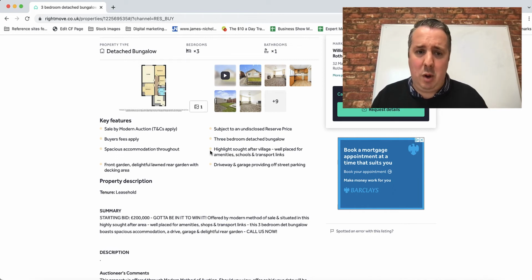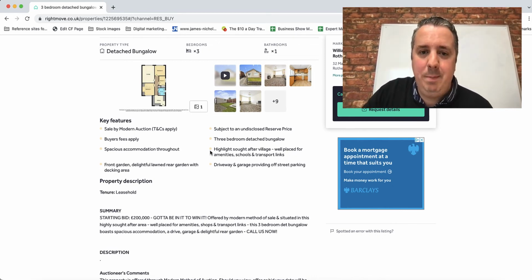Now, with a modern method of auction, you've got 56 days, which sounds like a lot longer, but here's what you need to consider. A lot of them will have special terms and conditions that will say you've got to exchange contracts by the 20th day. So they'll say you've got 56 days to do it, but you've got to exchange contracts. That means everything needs to be in place, ready to go by the 20th day. So actually, you've got less time than a normal auction, possibly. So you need to find out, when does exchange of contracts happen?